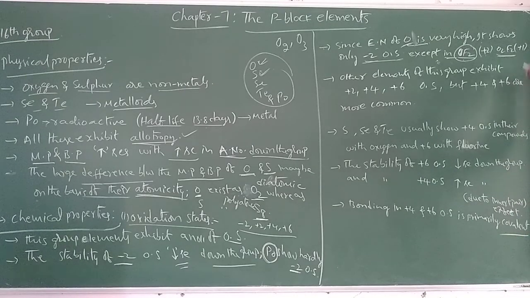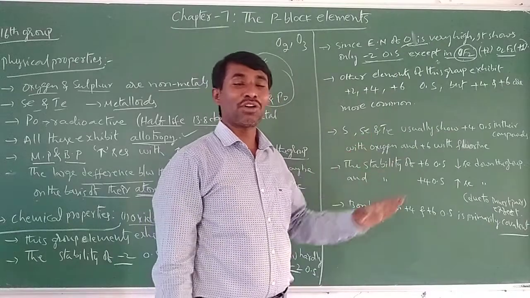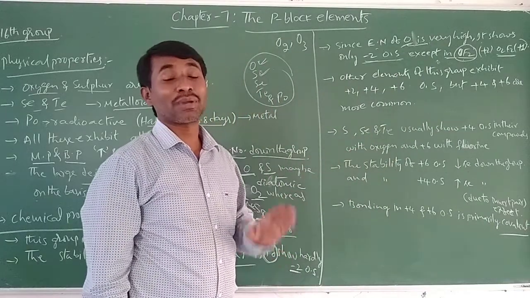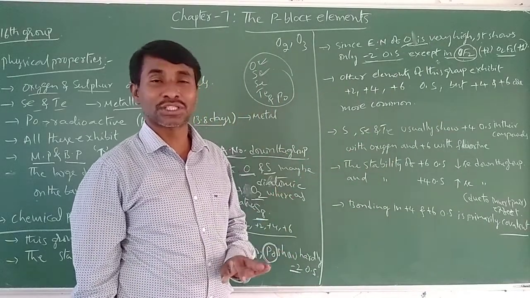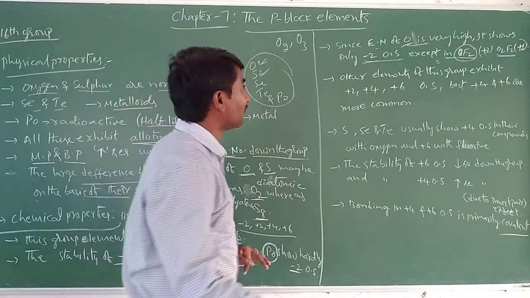O2F2 is also there, and this shows a +1 oxidation number. So when reacting with fluorine, oxygen shows a +2 or +1 oxidation state.